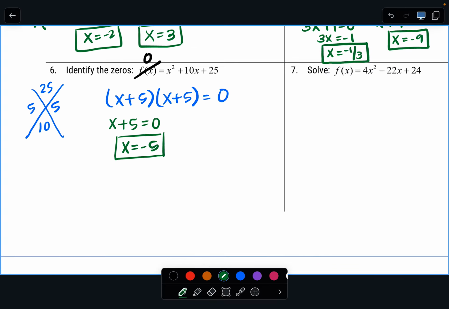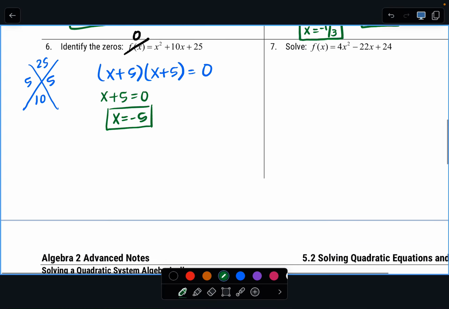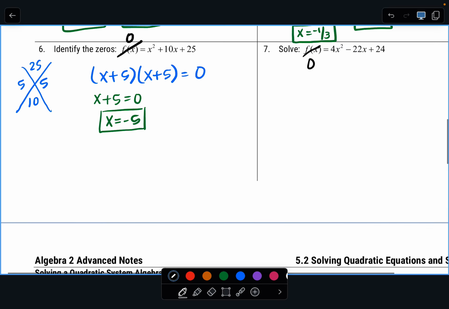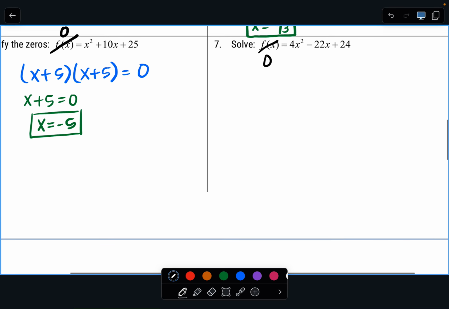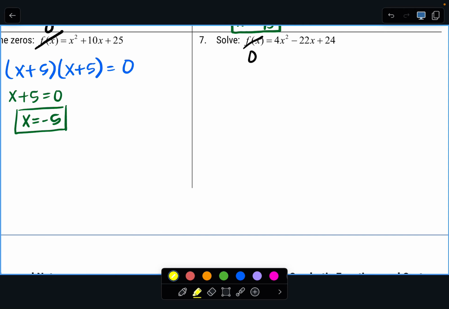Okay, number 7. I'm going to go in and set the whole thing equal to 0. I have a GCF. What do we think it is? 2. Let's try 2. I think it's 2. I'm going to go in. I personally like to write out what my GCF is. It's not a requirement, but it does kind of help. 2 times the quantity x squared minus 11x plus 12 is equal to 0.